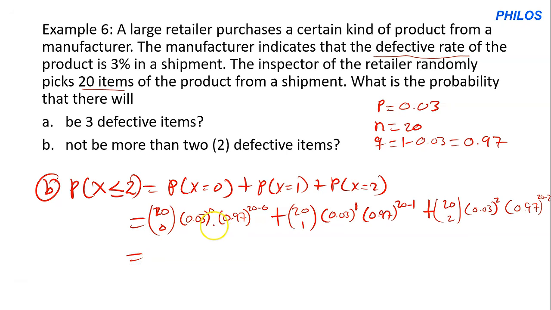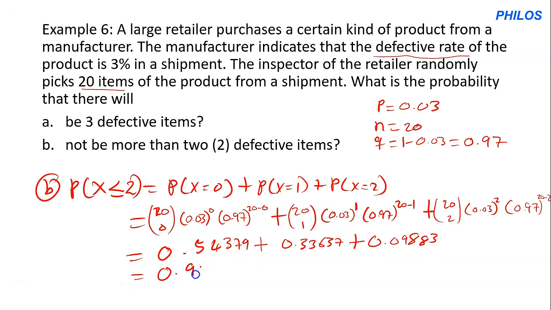Now, when you solve the first one, you're going to get 0.54379 plus, when you solve the second one also, you get 0.33637 plus, then the third one will give you 0.09883. Okay, so when you add the 3 of them together, you're going to get 0.97899. So that's the answer to question B.